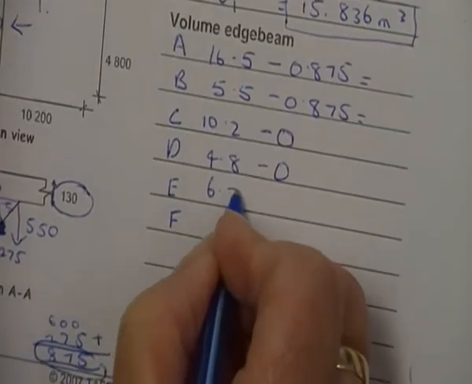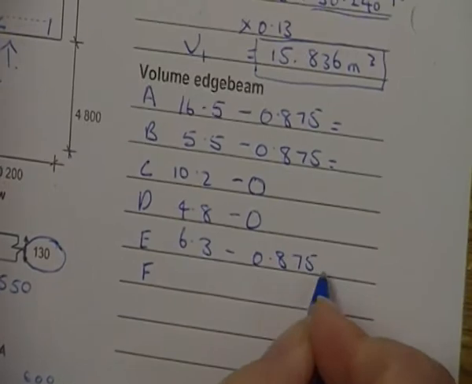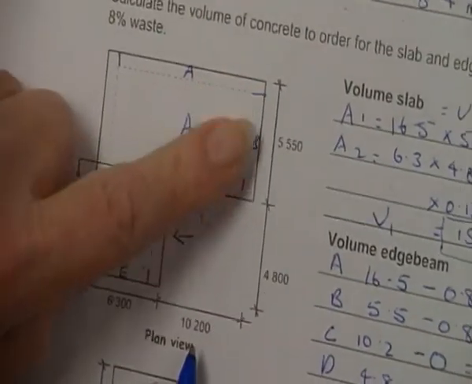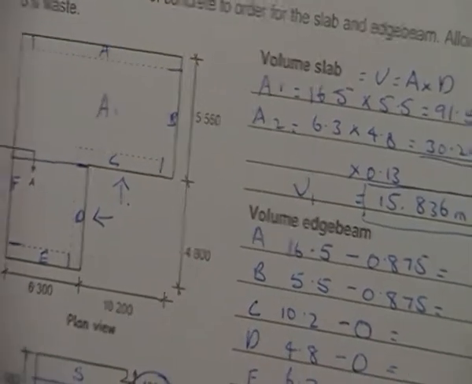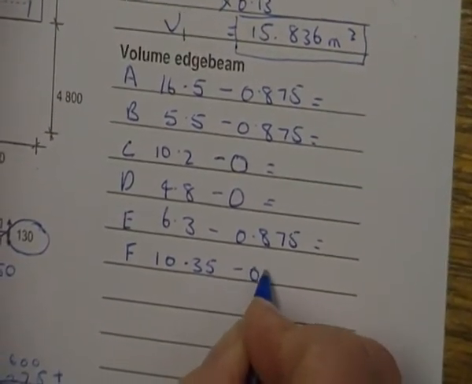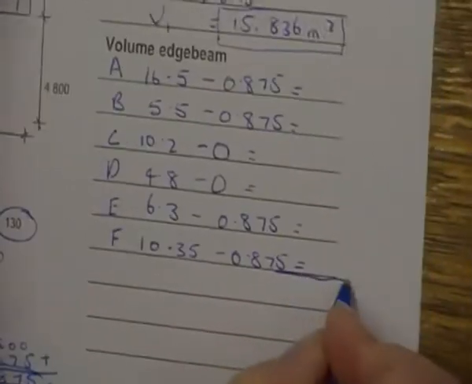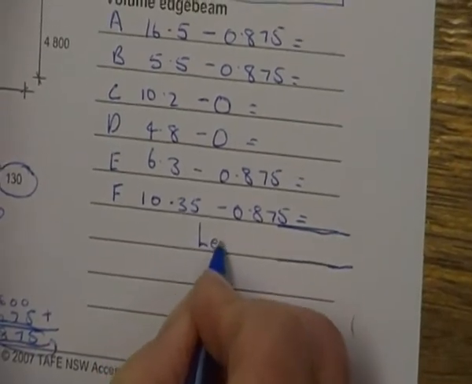E is 6.3 minus 0.875. And then we have F. We have to add these two figures together. When we add it together, we're going to get 10.35, and we're minusing 0.875. Now I'm going to let you do the calculations on this and work out the new length for this edge beam.